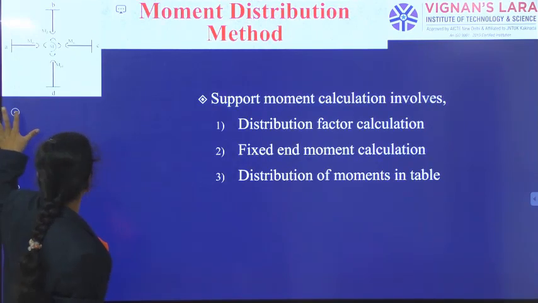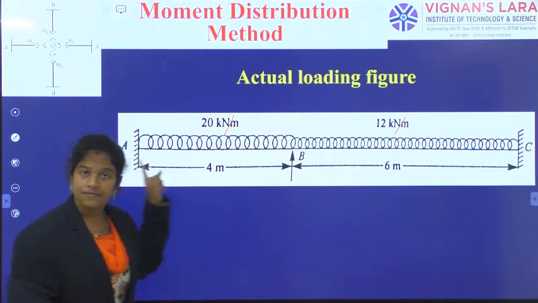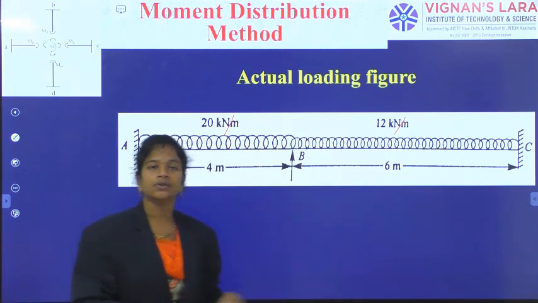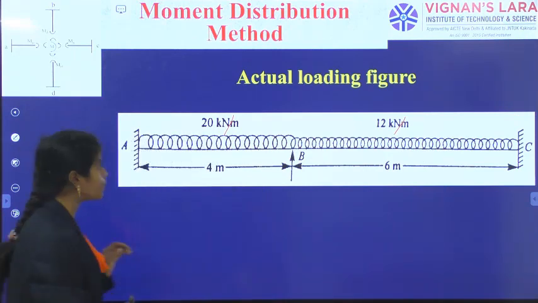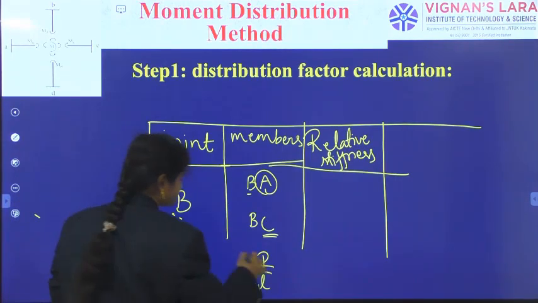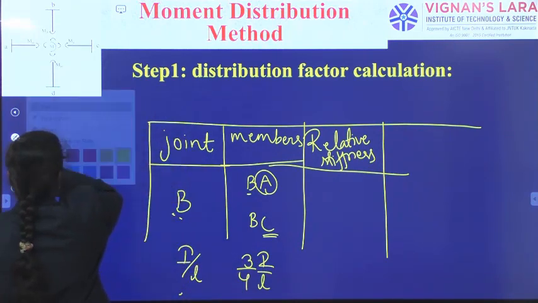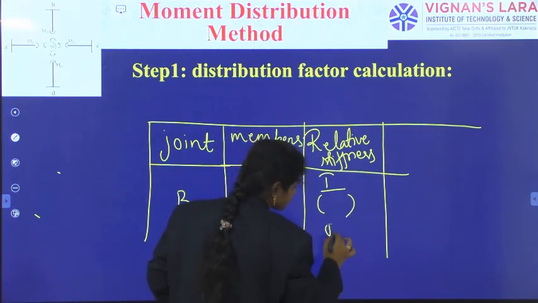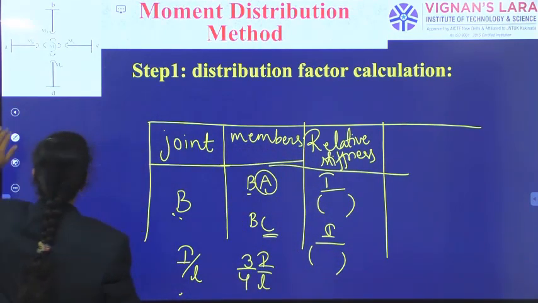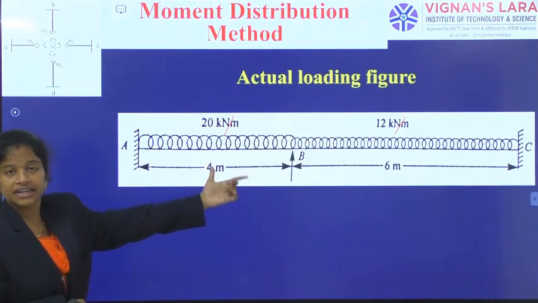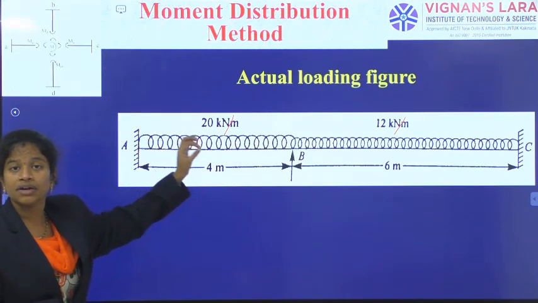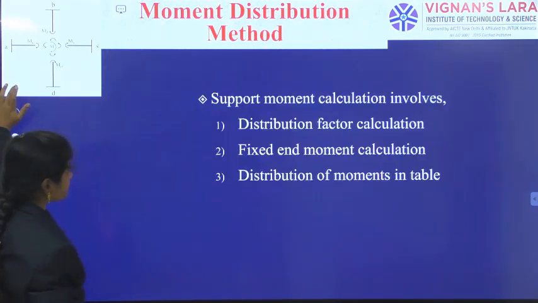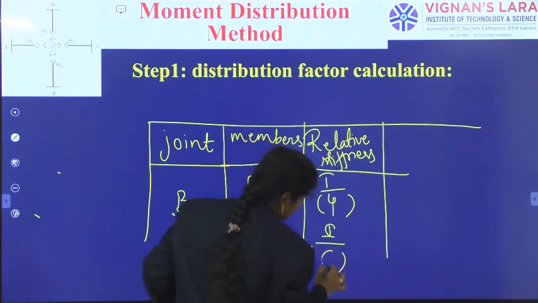But for our original structure, from B, the farther ends A and C are both fixed. So the relative stiffness formula is I by L for both the members, I by length of the member. How much have we got for the lengths? Those are 4 meters and 6 meters. And they have not given any different moments of inertia, so I have taken I as it is. So 4 and 6: I by 4 and I by 6.